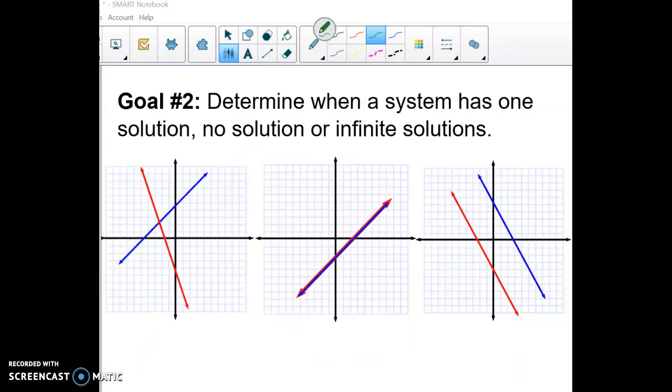Okay, so the second goal for this lesson is to determine how many solutions the system has. So these would probably be good to have in your notes, right? We've got 3 pictures here, and maybe you remember these. So pause the video and see if you can remember which case is one solution, which is no solutions, and which is infinite solutions.